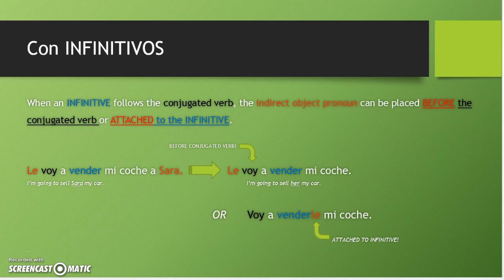So once my subject's been established, I could say, le voy a vender mi coche. To her, I'm going to sell my car. Or I have the option of attaching it to the infinitive by simply saying, voy a venderle mi coche. So either one is correct. You can form your sentence however you please with the infinitive, either before the conjugated verb, the normal pattern we've discussed throughout the video here, or you can simply attach it to that infinitive verb.